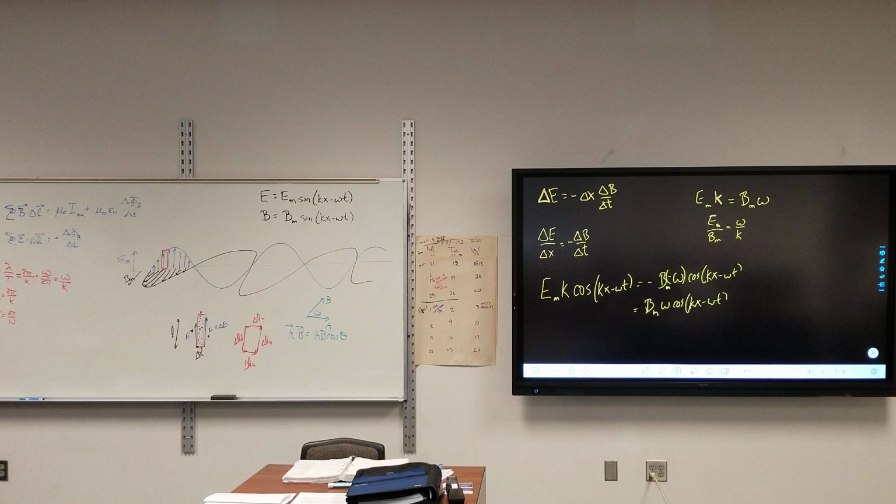Now, if we're making the claim that the left and the right hand side are always equal to each other, that can only work if the coefficients are equal. So the maximum electric field, or the amplitude of my electric field times the wave number, has to be equal to the amplitude of my magnetic field times the angular frequency.